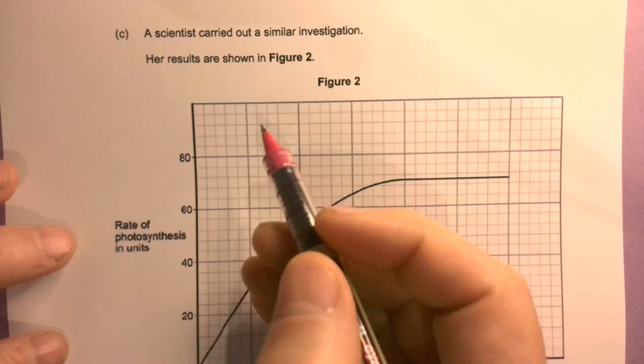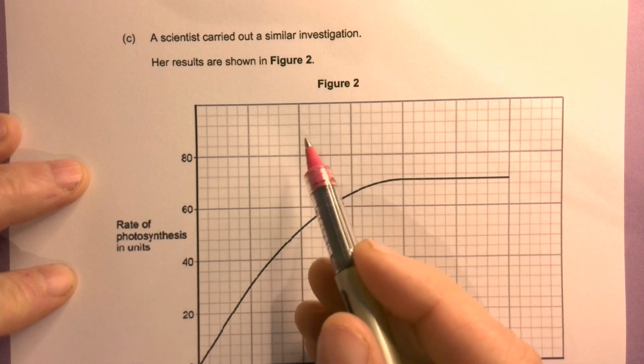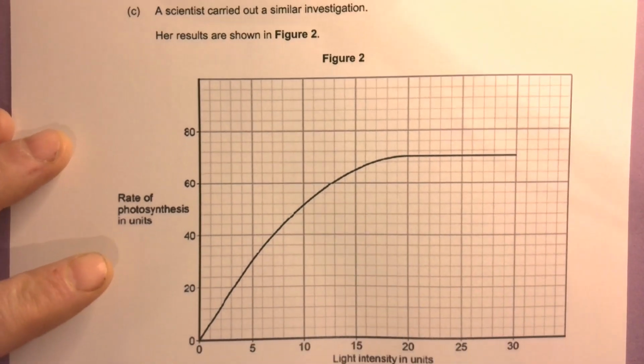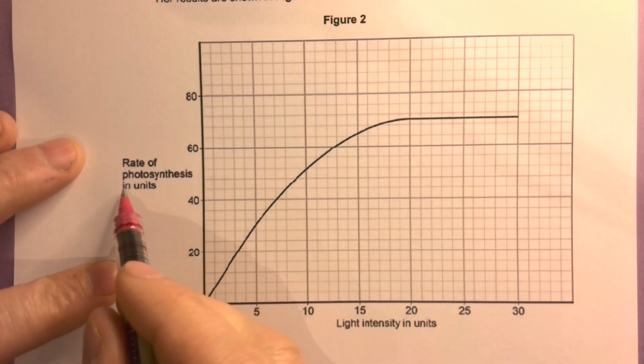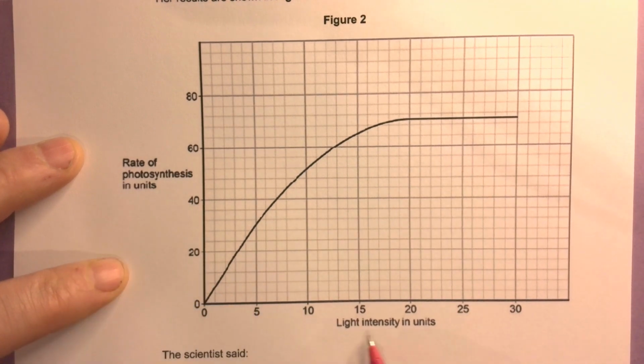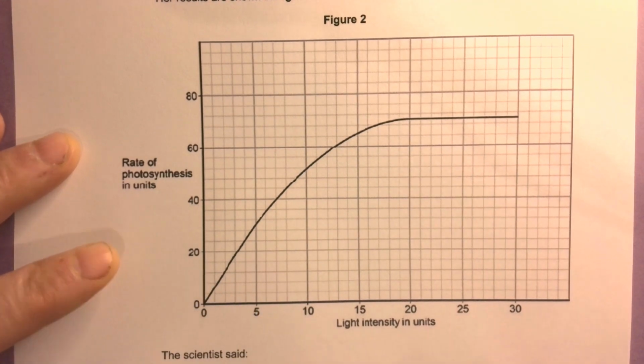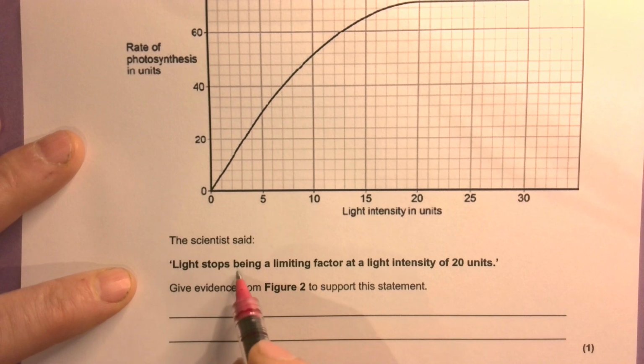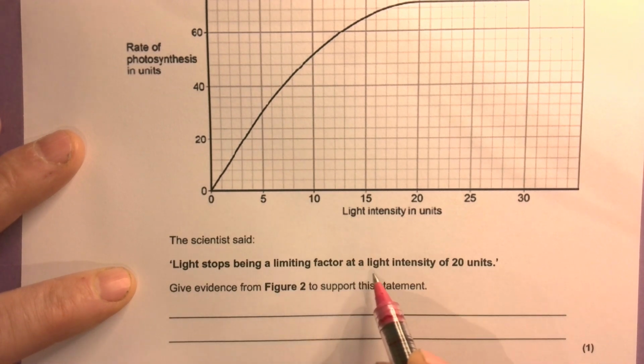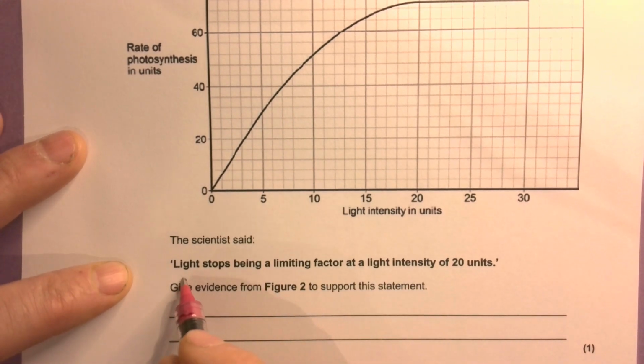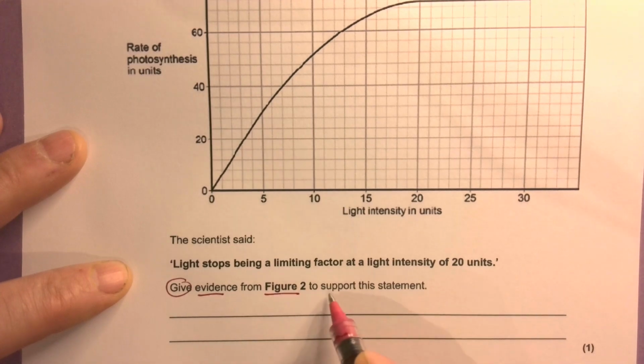A scientist carried out a similar investigation. Her results are shown in figure 2. Okay, it's got rate of photosynthesis in units, light intensity in units there. The scientist said light stops being a limiting factor at light intensity of 20 units. Give evidence from figure 2 to support this statement.